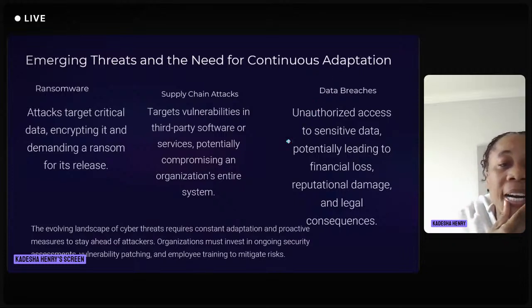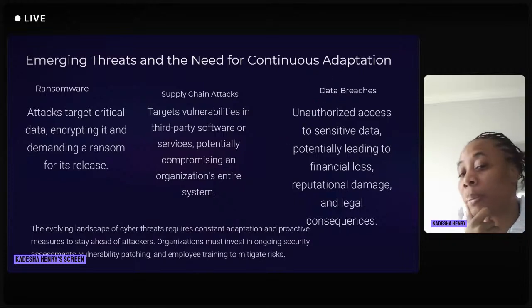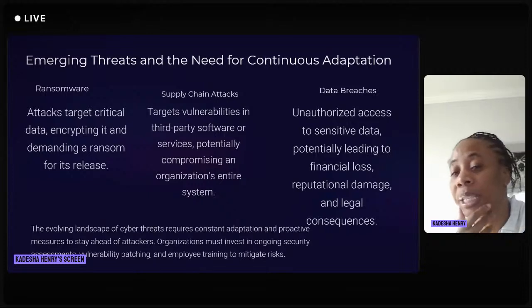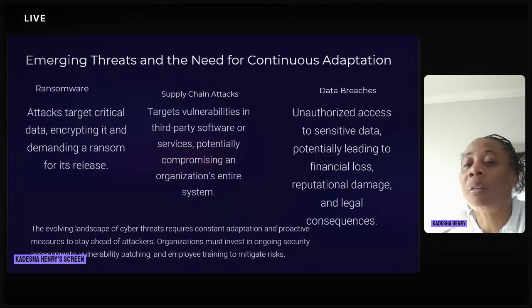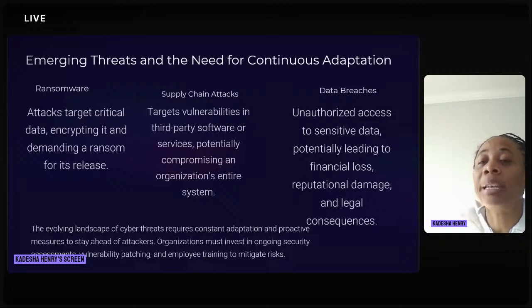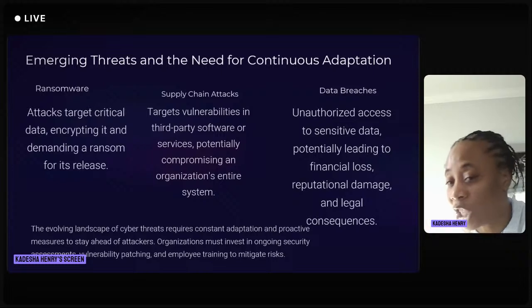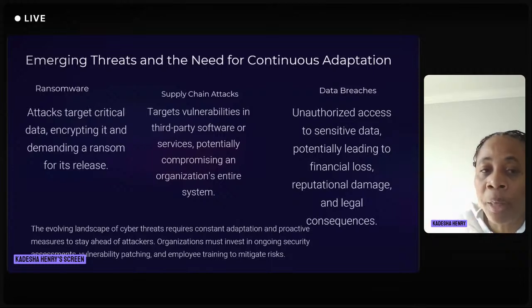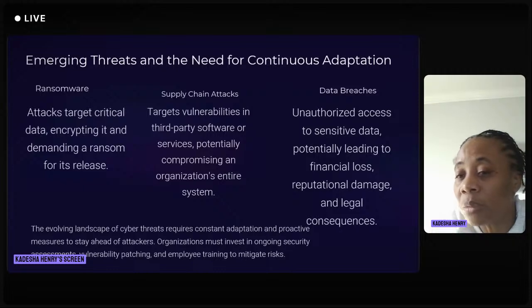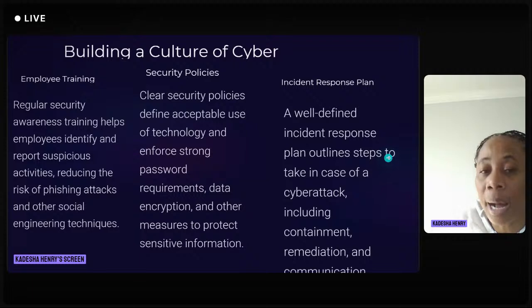Because there is ransomware, there are supply chain attacks, there are data breaches, we need to adapt to the different techniques, technologies, and ways out there to protect ourselves. Because of these emerging threats, there needs to be continuous adaptation, because many times these are continuous threats. We need to adapt.